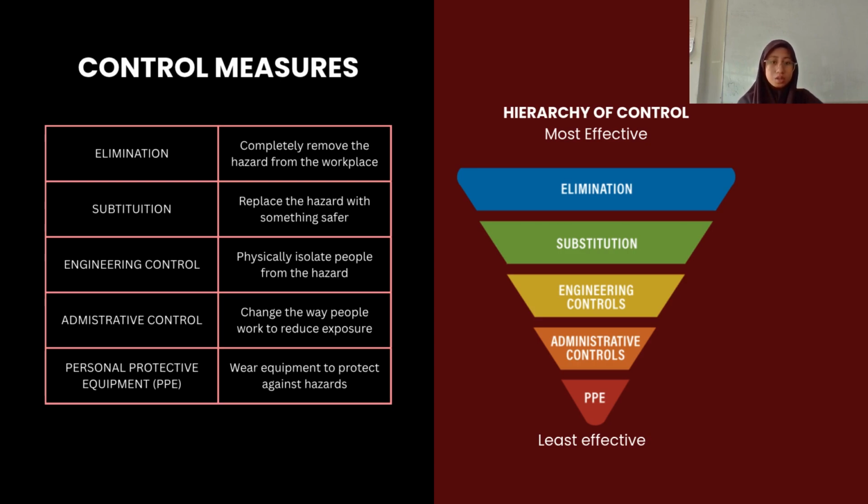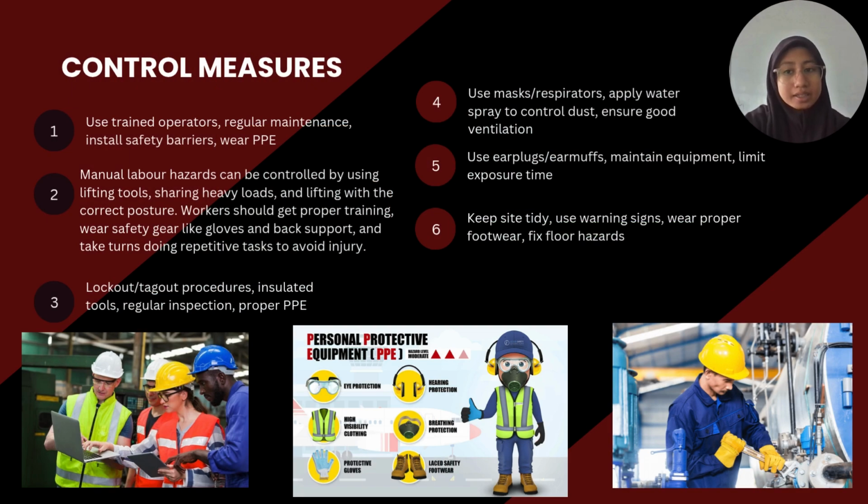Third, engineering control. Physically isolate the people from the hazard. Fourth, administrative control. Change the way people work to reduce the exposure. And lastly, the last line of defense is personal protective equipment, which we should always wear to protect us against the hazard. Here are some of the examples on how we can apply those controls to each type of hazard.